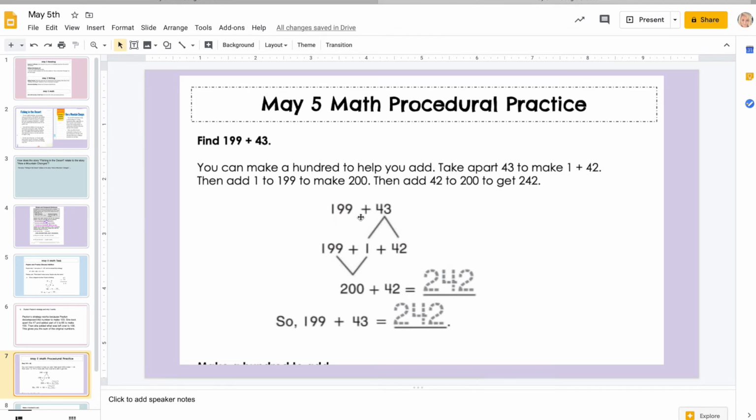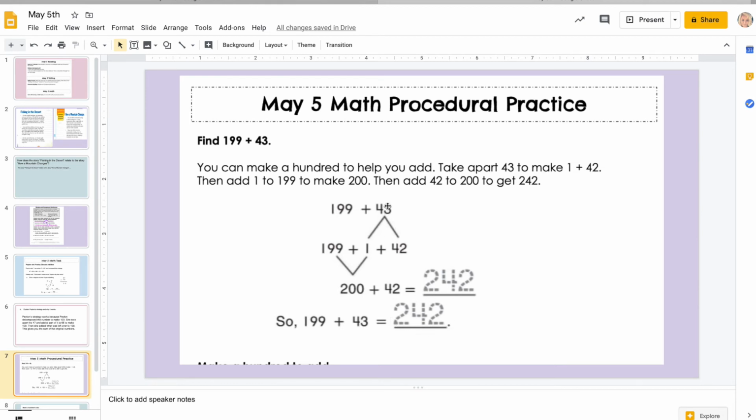So basically we have 199 plus 43. Understanding that it is going to be a lot easier to add 200 to what is left. So we're going to take some from 43. We're going to decompose 43, taking 1 away because 199 is 1 away from 200. So when we decompose 43 and we give the 1 to 199 to make 200, there's 42 left. So 200 plus 42 equals 242. And because we decompose that number, that also lets us know that 199 plus 43 is also 242.